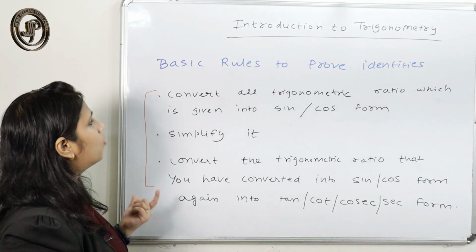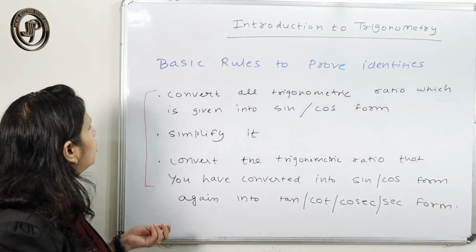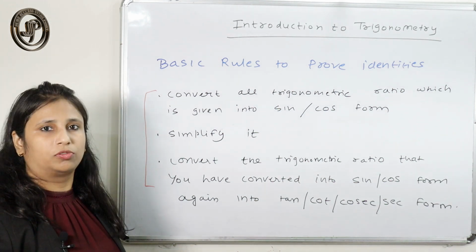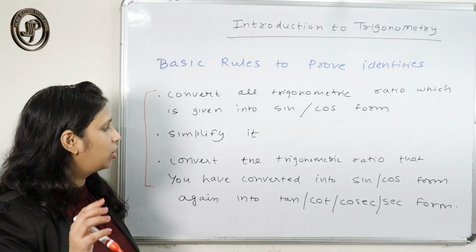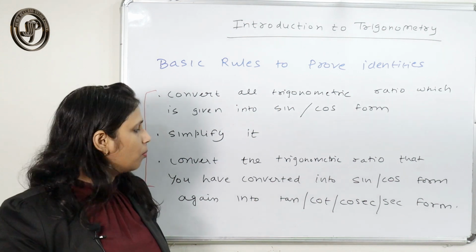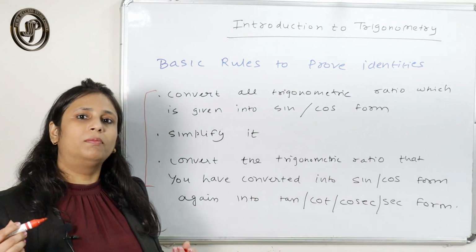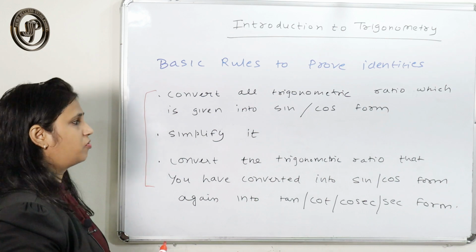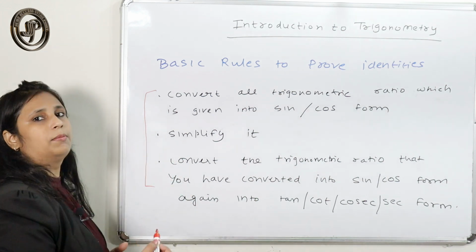The first rule: convert all the trigonometric functions which are given into sine cos form. If the trigonometric function is given in tan form, then convert into sine cos form, or if in cot, cosec, sec form, then convert into sine cos form first. The second is simplify it.